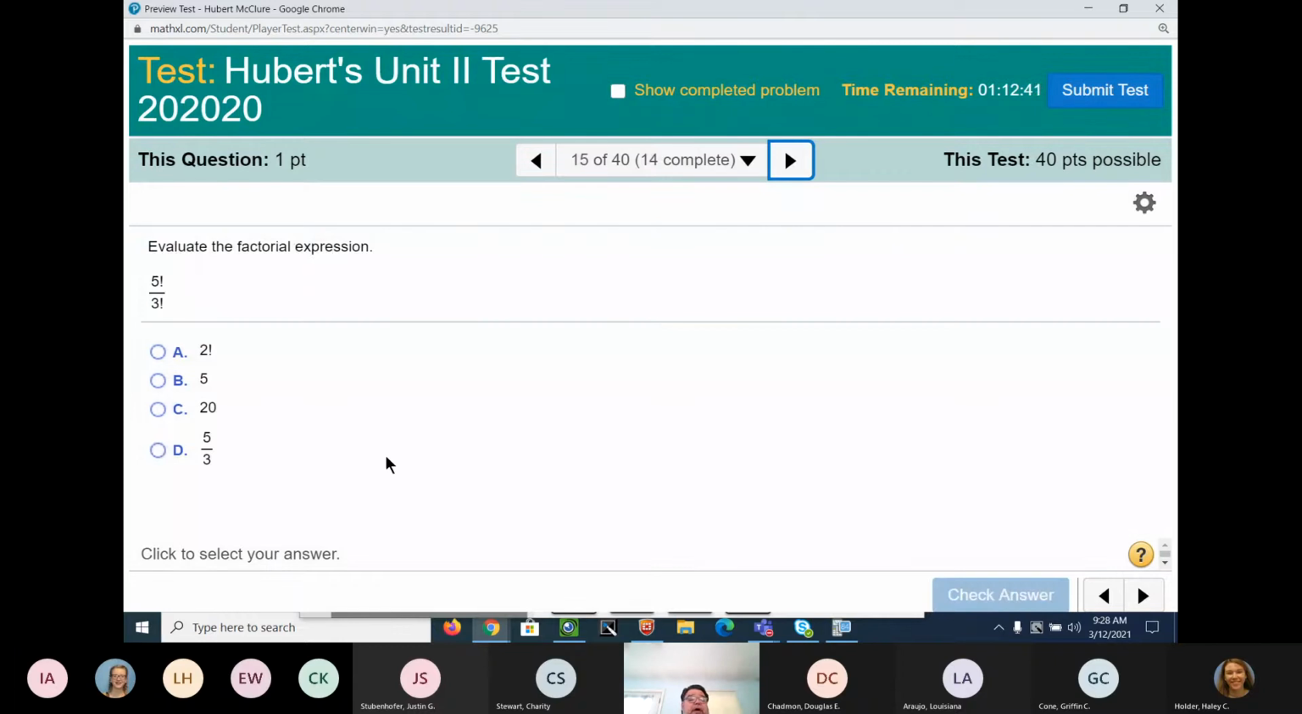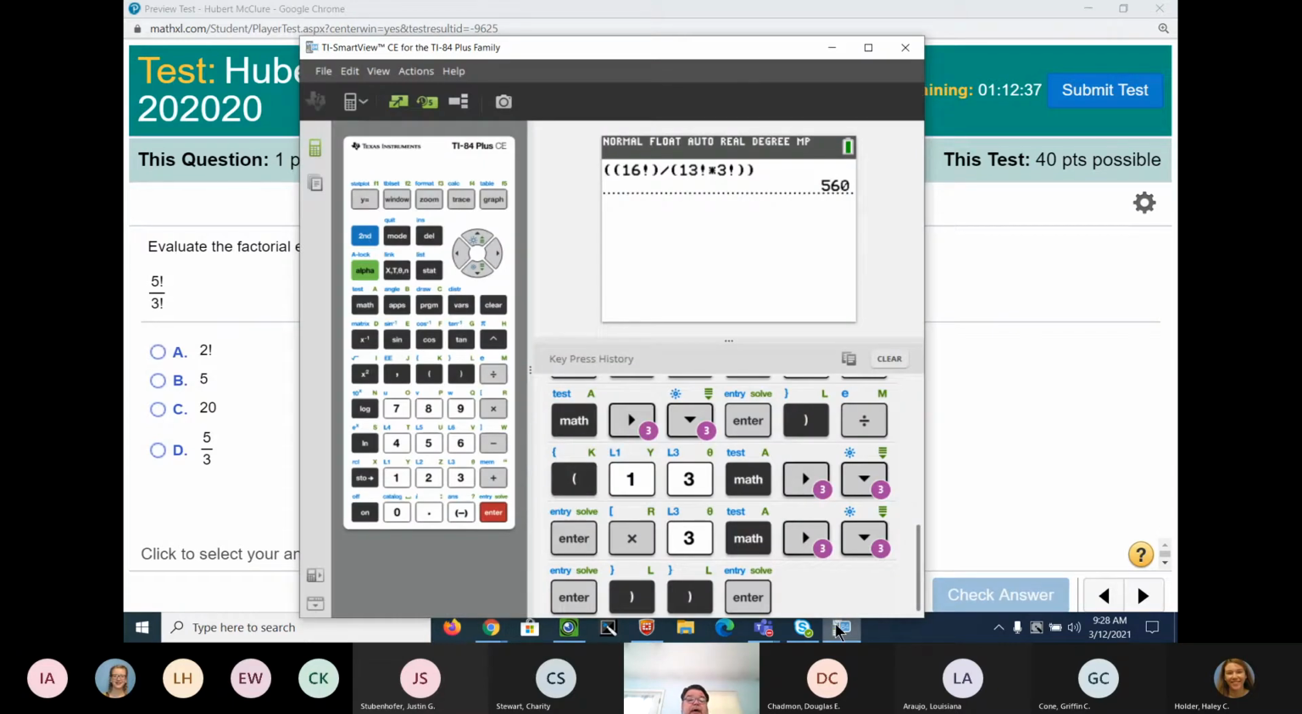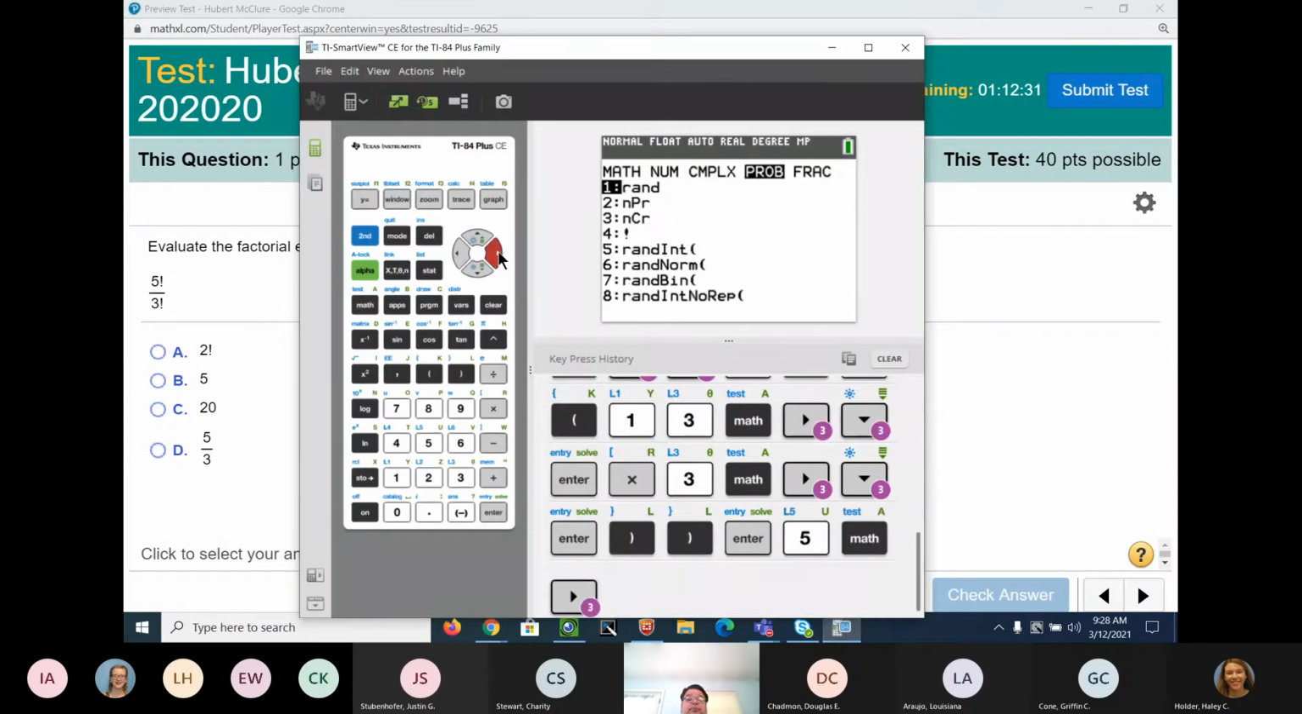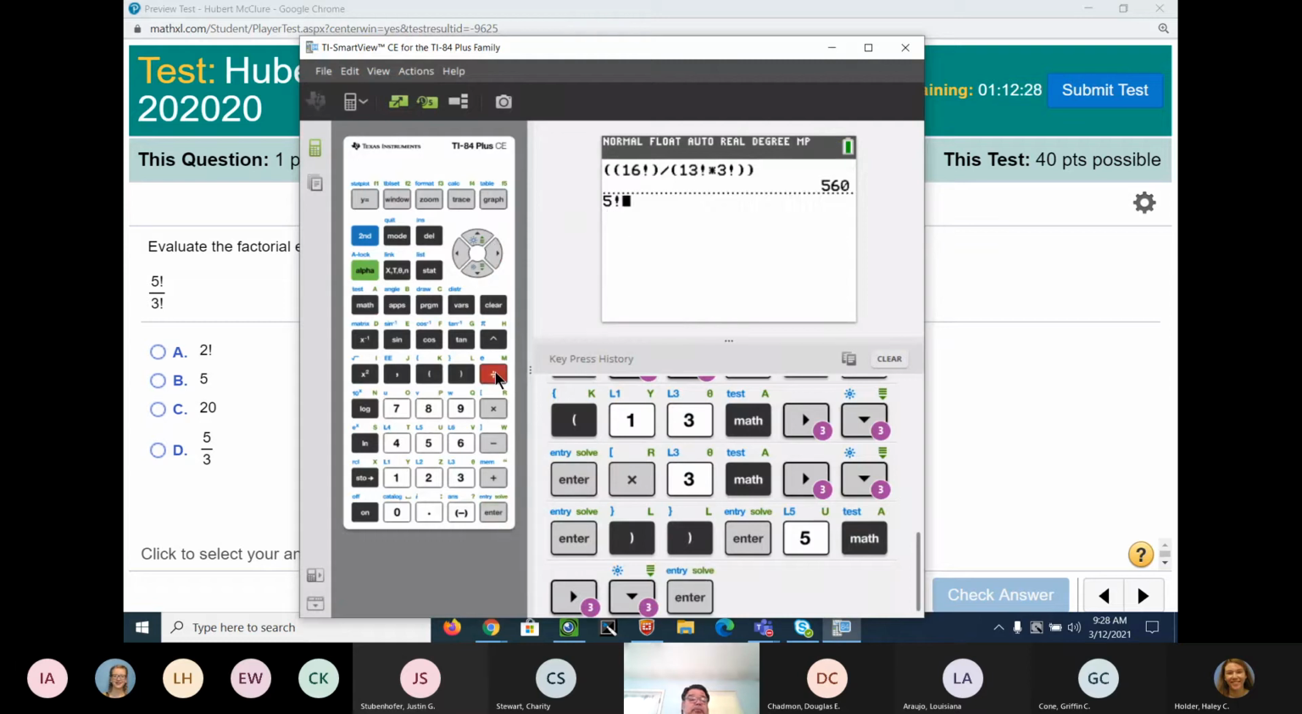Evaluate the factorial. 5 factorial over 3 factorial. Handy dandy calculator. 5 math factorial divided by 3 factorial.